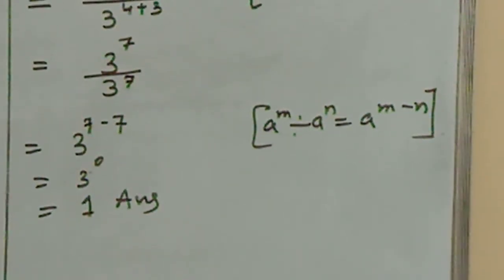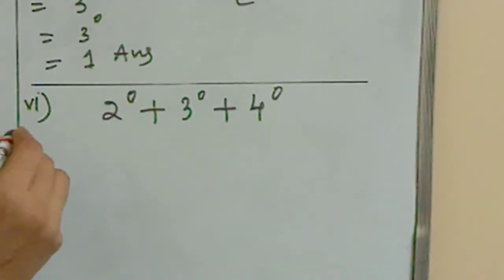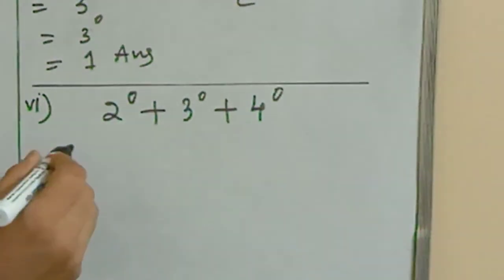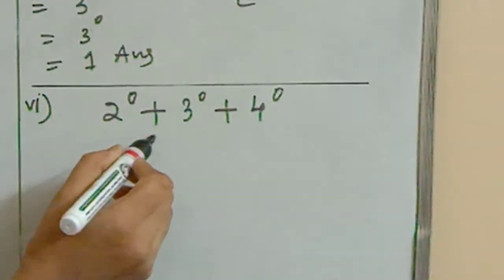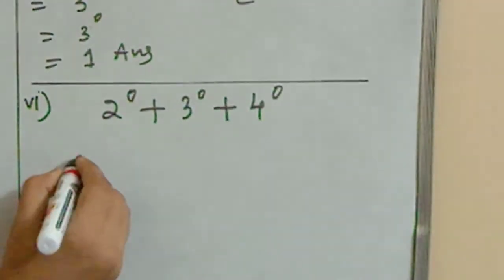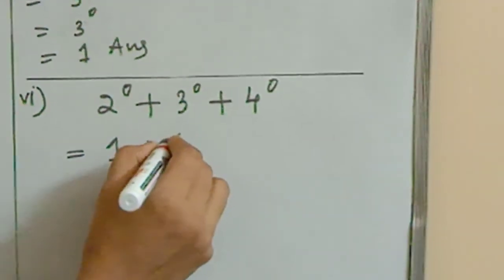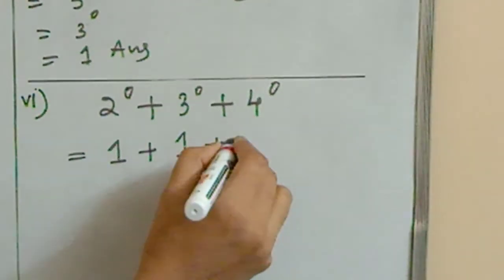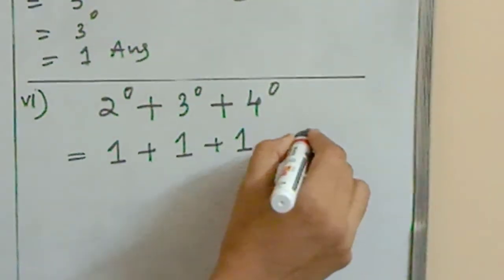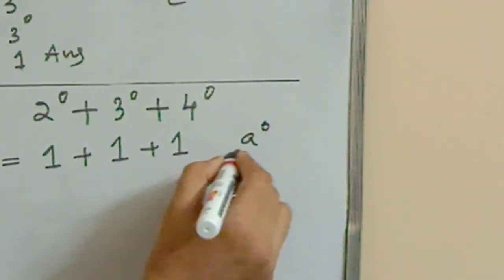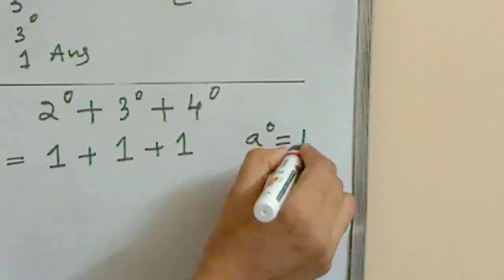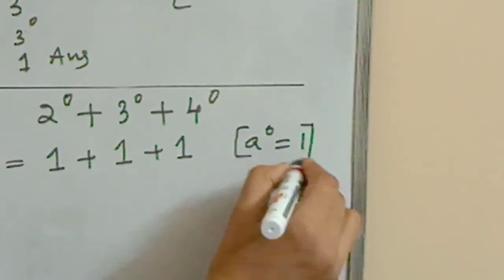Next, come to the next sum. Question number 6, last one for today's class work. 2 to the power 0 plus 3 to the power 0 plus 4 to the power 0. 2 to the power 0 means 1, plus 3 to the power 0 also 1, plus 4 to the power 0 is also 1, as any base to the power 0 will be 1. So the result is 1.